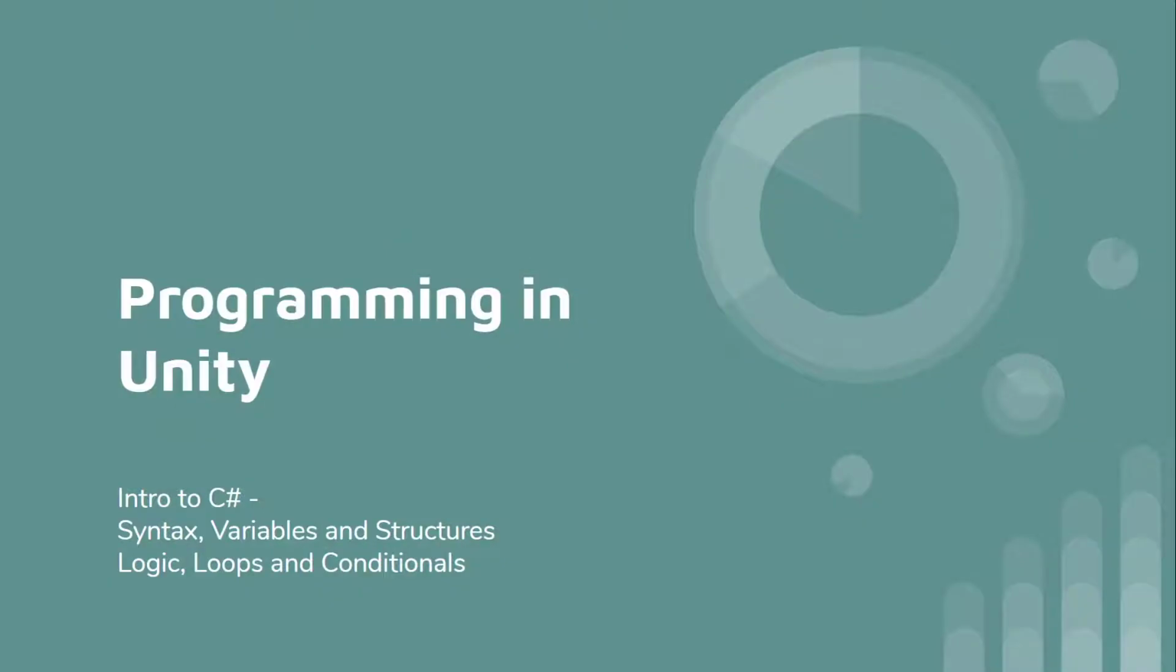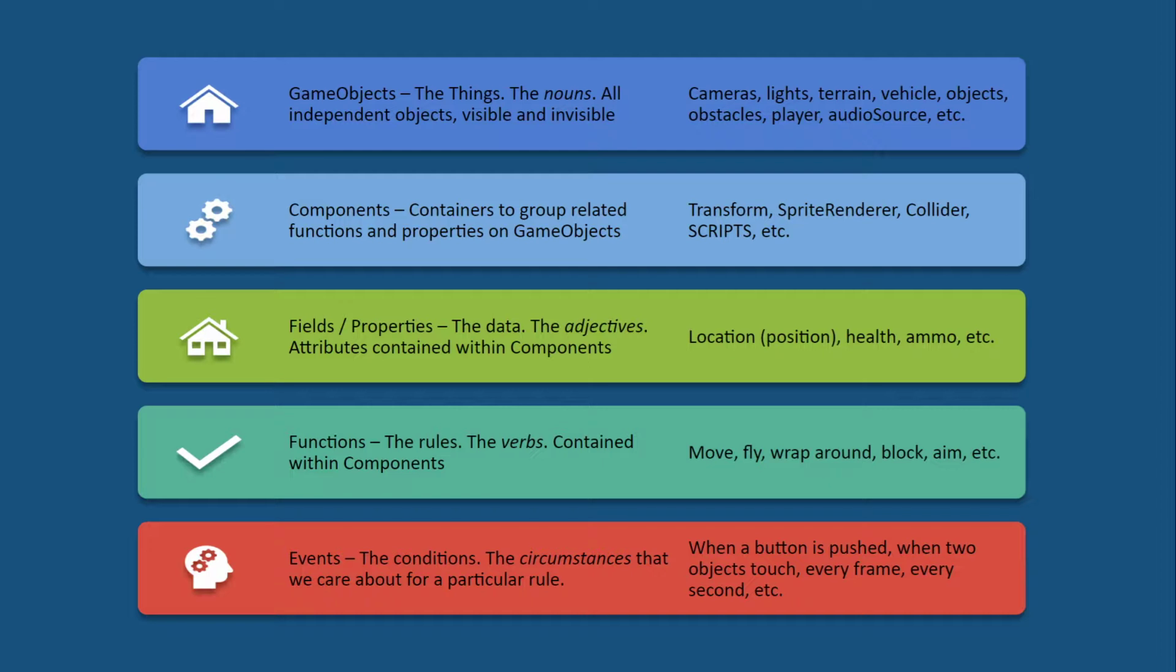So let's see. Whoops. All right, we'll keep the right view here. Just to remind you that in Unity, we're dealing largely with the following objects: our game objects, our components, fields and properties, functions, and events. The C# that we're going to write is going to largely be focused around this part here, the components. Those are containers that group related functions and properties and are used on game objects. They are comprised of these fields and properties and functions or methods, and they're going to make up these components. So just a reminder.